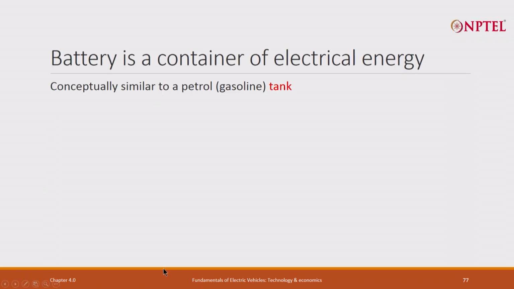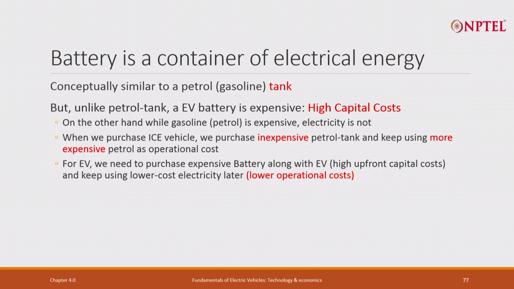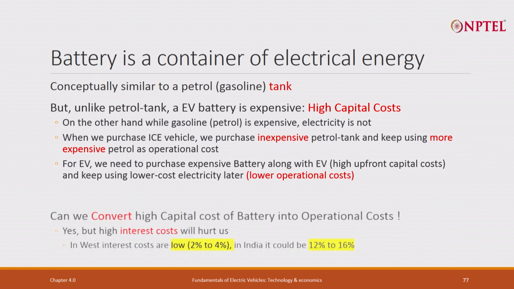As I pointed out, conceptually battery is similar to a tank, but unlike petrol tank, battery is expensive. Not only it has high capital cost, on the other hand, in gasoline, petrol is expensive. When we purchase a ICE vehicle, a petrol vehicle, we purchase inexpensive petrol tank and keep using more and more expensive petrol at operational cost. For electric vehicle, it is just the opposite. We need to purchase expensive battery along with electric vehicle, which is upfront capital cost, and then we use low cost electricity, lower operational cost.